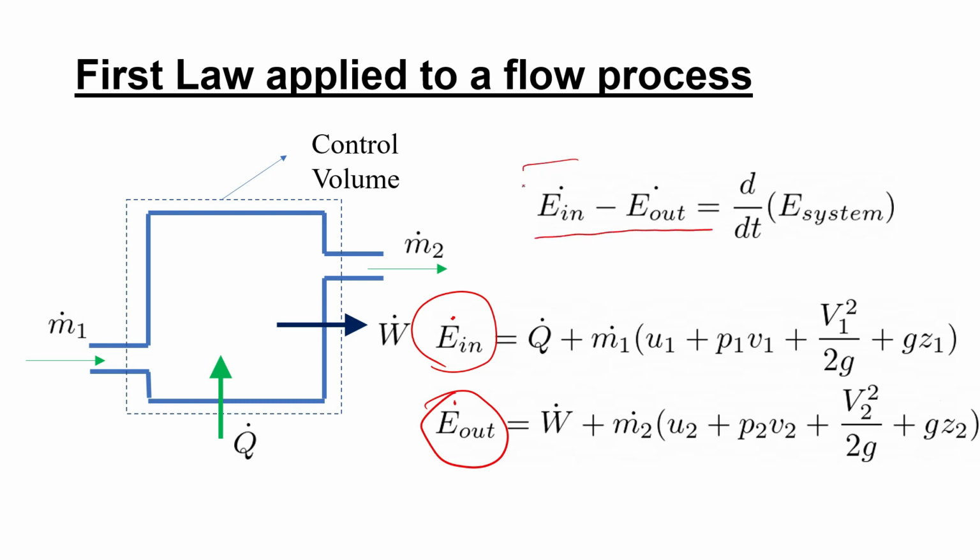Now you can apply these two here. This is your energy equation, the law of conservation of energy. That means total energy coming in per second minus total energy going out per second is equal to the rate of change of energy of the system, d by dt of E system.